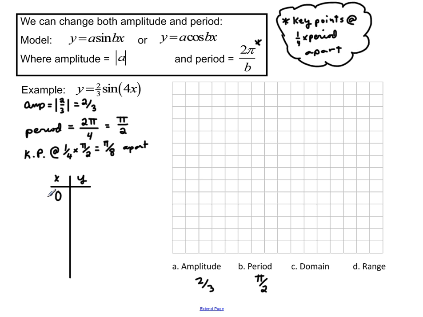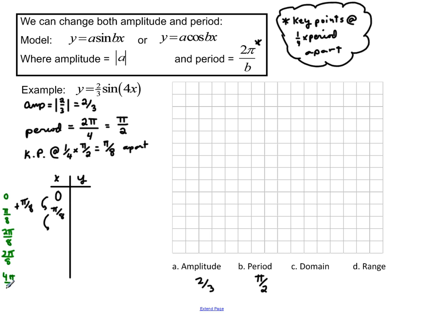We add increments of pi over 8. Right, so we're going to add pi over 8 until we get to our complete set of key points. So 0, pi over 8 is the first key point right here. We add pi over 8 again. Now, if it helps you, I'll do this on the side. 0, 1 pi over 8. We're adding increments of pi over 8, so we're going to have 2 pi over 8 as the next one. We're going to have 3 pi over 8 as the next one after that. Then we're going to have 4 pi over 8.